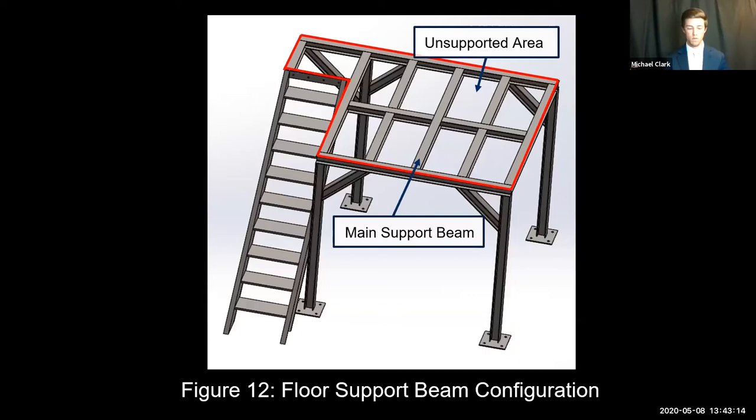So the next engineering analysis that we're going to be talking about is another deflection analysis, except this time we'll be focusing on the deflection of the diamond plated aluminum flooring, and more specifically, these unsupported areas marked in figure 12, where the flooring is not directly supported by one of the steel support beams.